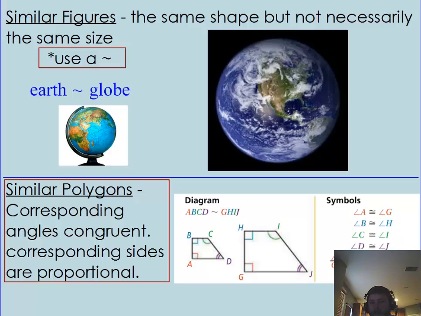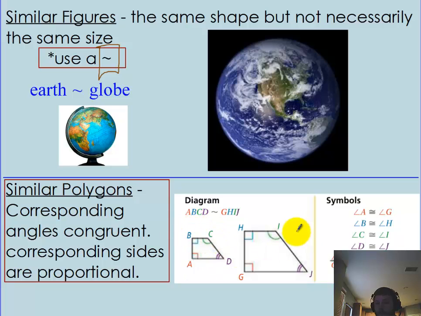Similar figures are the same shape but not necessarily the same size. And we use this little tilde, not an equal sign, not a congruent sign, when we want to equate two things that are similar. So for example, the Earth and a globe, they're similar figures because they're both that spherical shape, but they're not the same size. One of them's a little bit bigger. The Earth is.